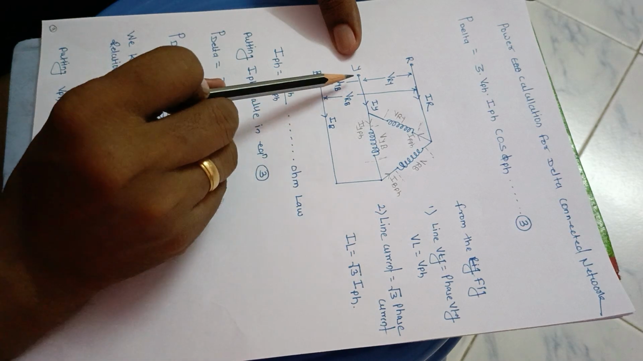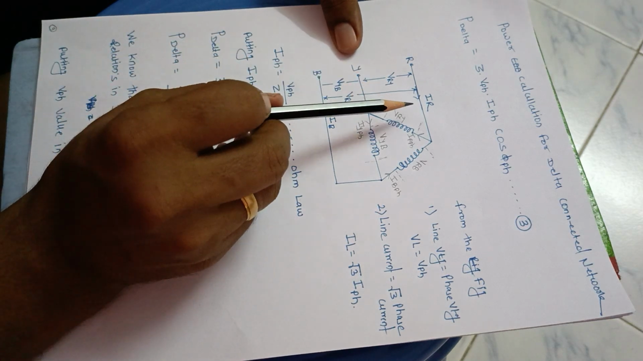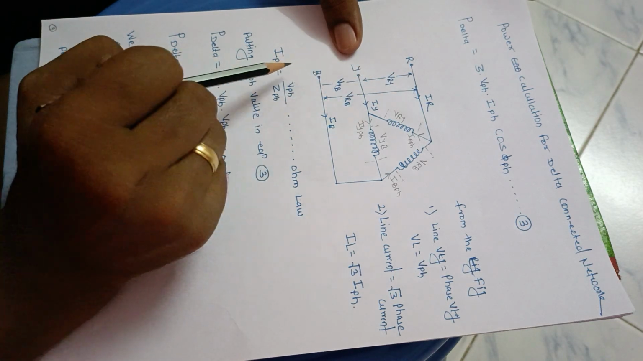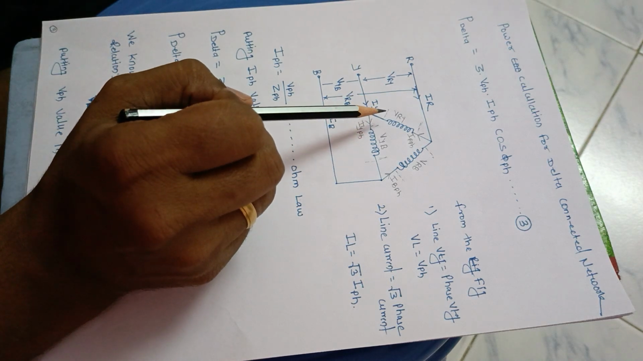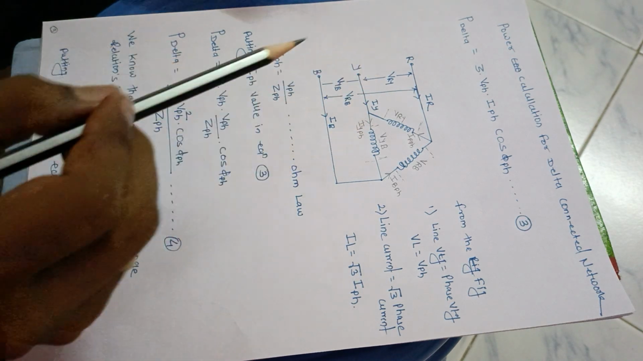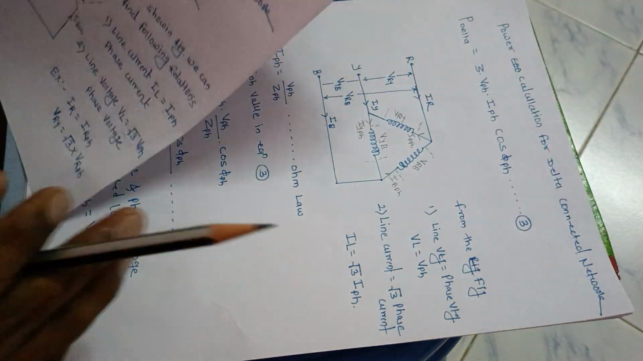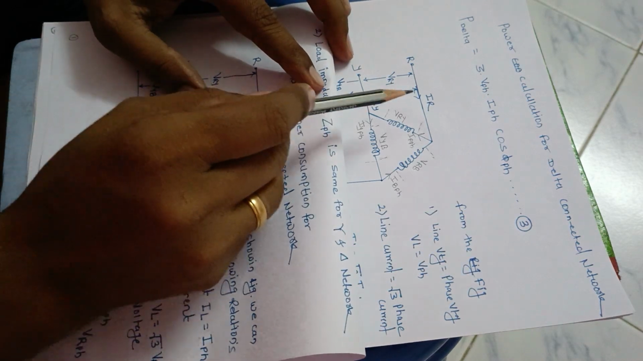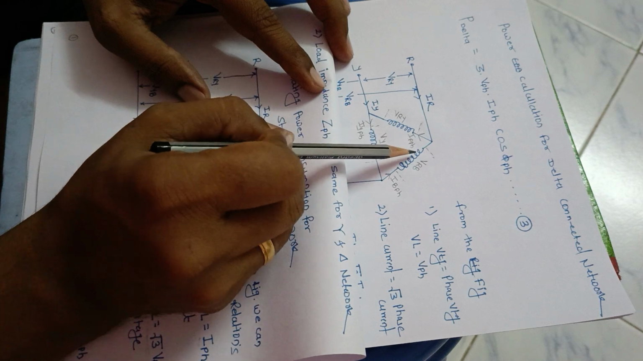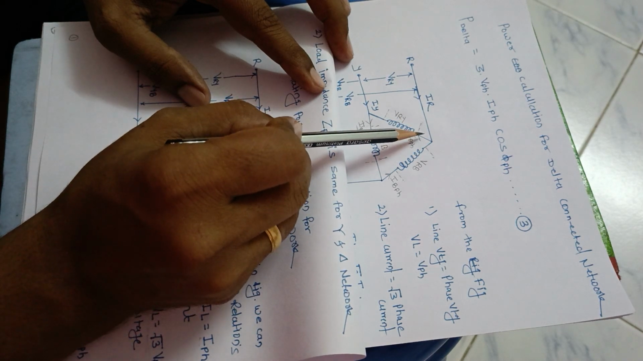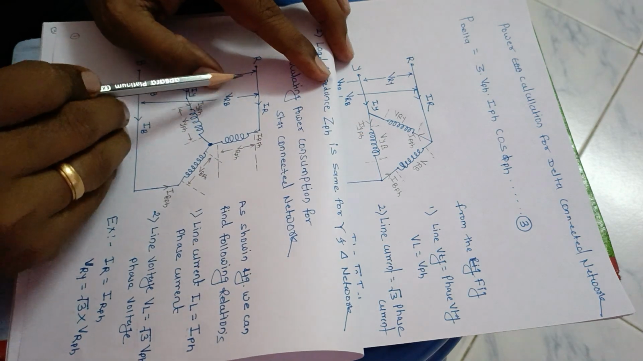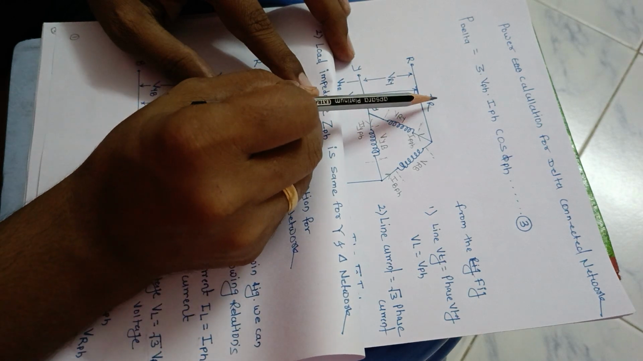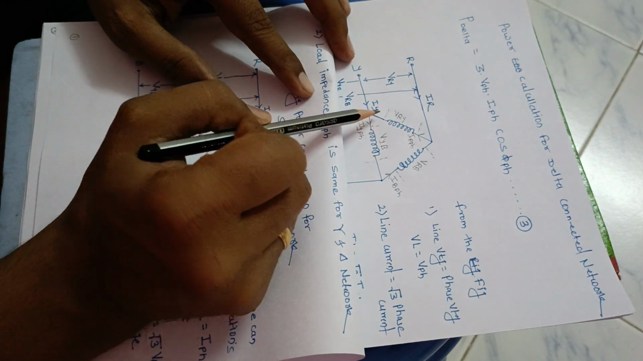From this diagram we can see that VRY is the phase voltage, same for the Y and B phase. But when we compare the star and delta connected diagrams, we find one basic difference: the R phase current is split into two phases, R and B phase. Here the R phase current is equal to the phase current, but here the line current of R phase is not equal to the phase current of R phase.